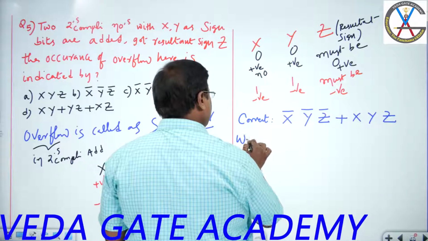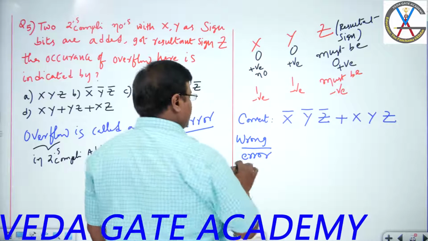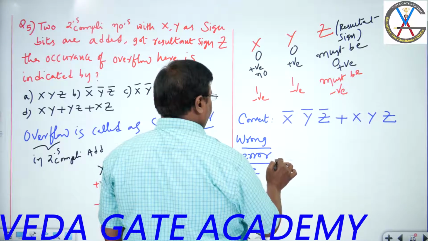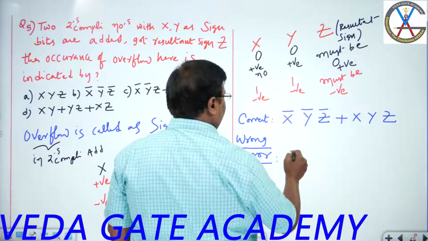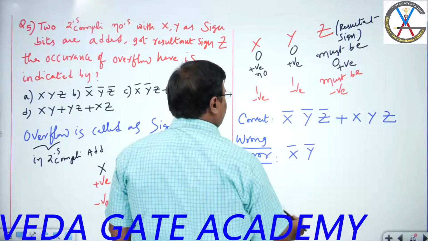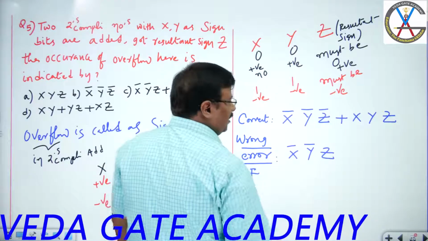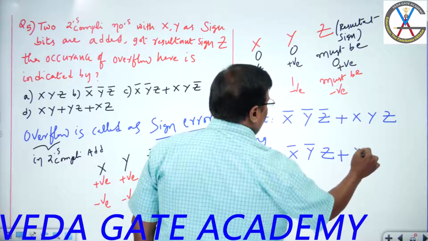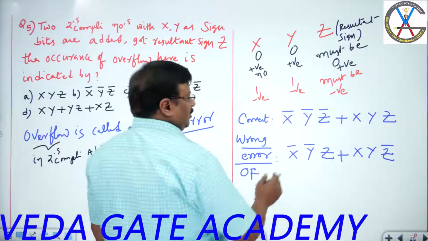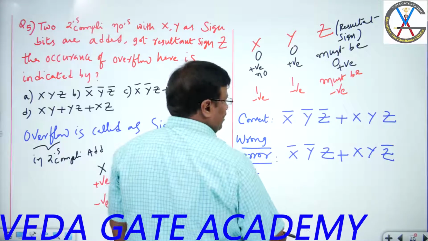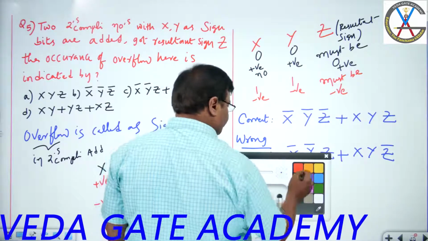The wrong equation, or you can say the error, or you can say the equation for overflow. If these are 0 and a 1 is coming, that is wrong. So X is 0, X bar, Y is 0, Y bar, Z is 1. That is wrong. If they are positive, how will it be negative? Wrong. Similarly, X is 1, Y is 1, Z is 0. This is the wrong equation. So sign error is both zeros, positive numbers, but negative answer. Both negative, but positive answer. That is how the error occurs.